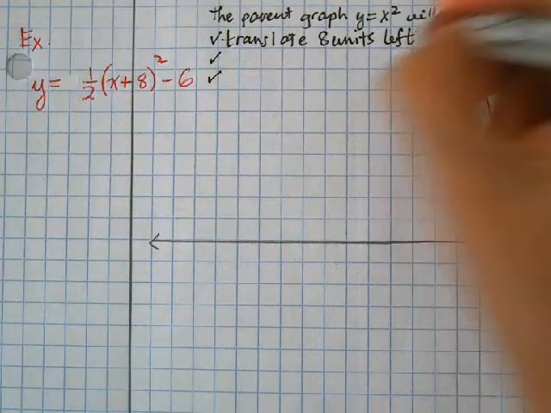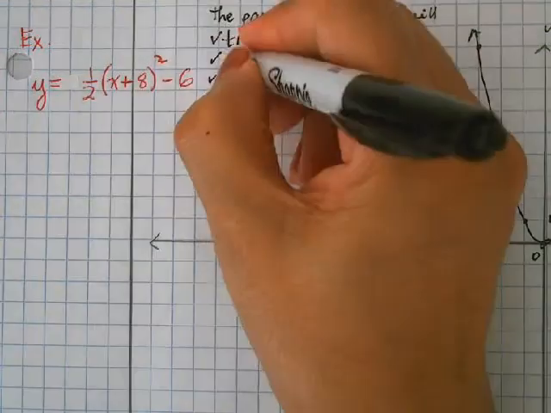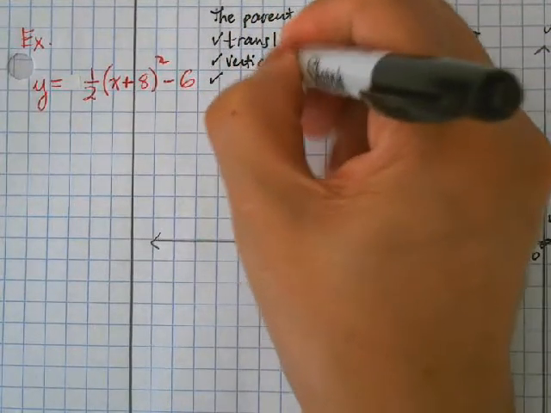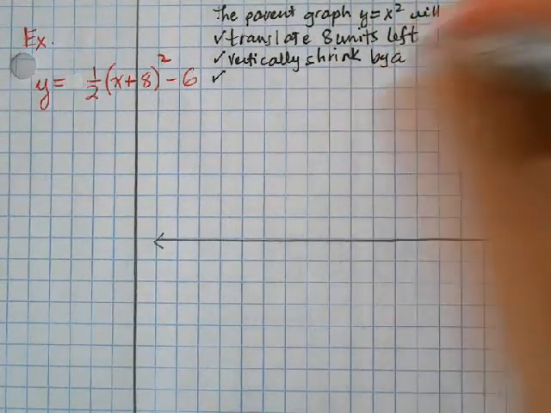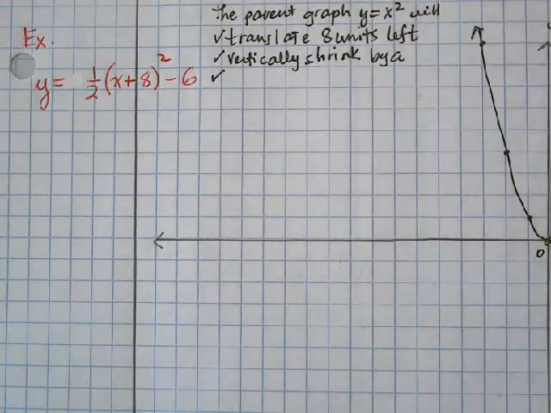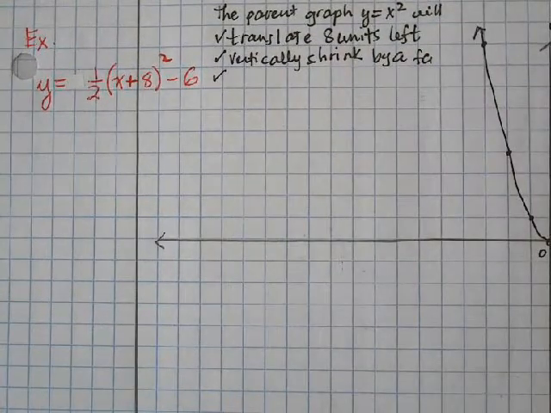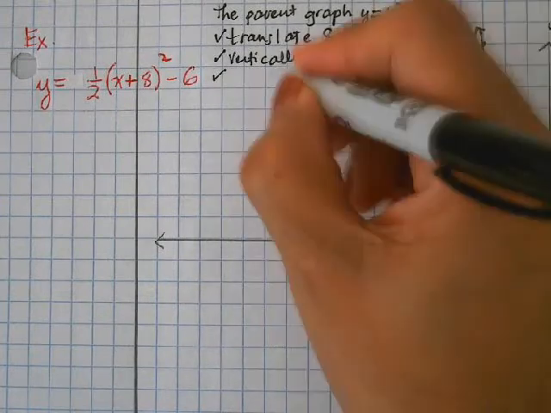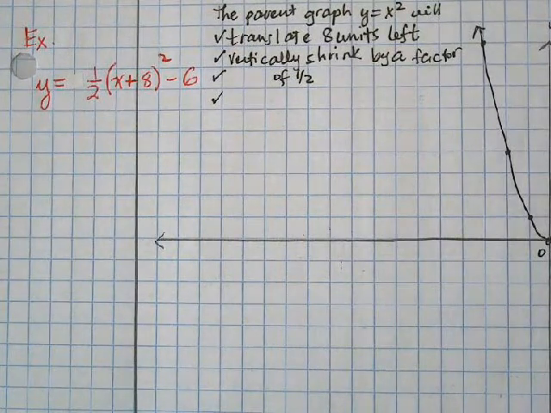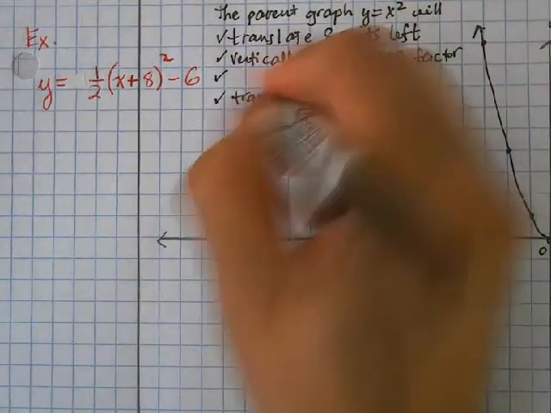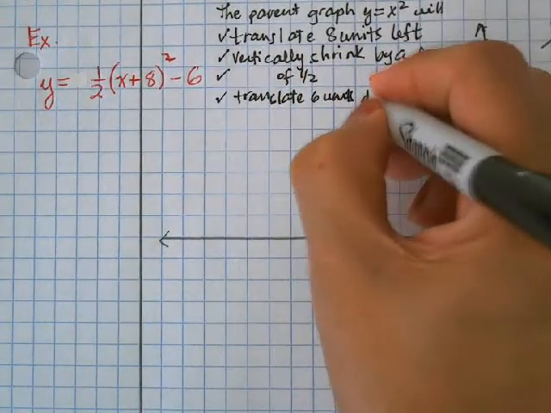Okay? And after that, we will multiply by 1/2, and what will that do to our graph? It will vertically shrink because it's smaller than 1, by a factor of 1/2. Okay, by a factor of 1/2. Let's just write it here. And finally, it will translate 6 units down. Translate 6 units down.